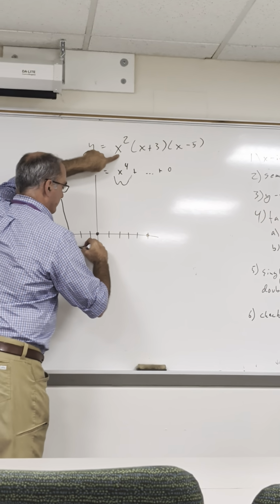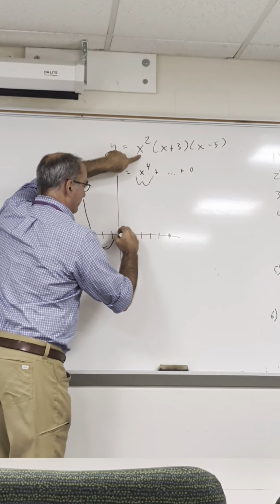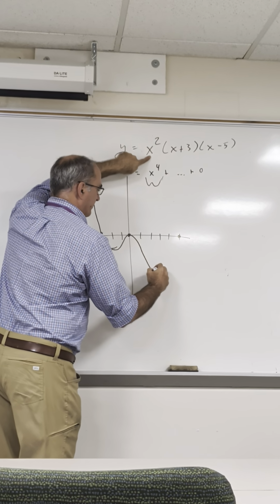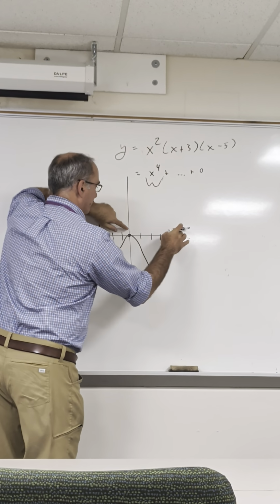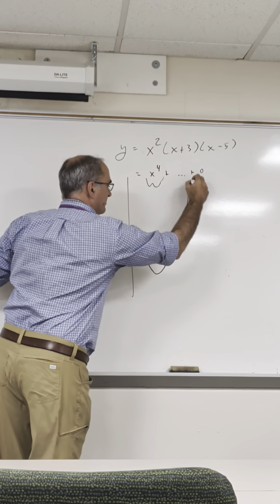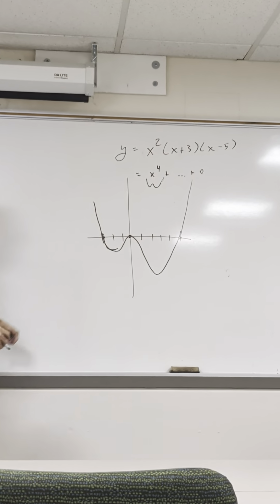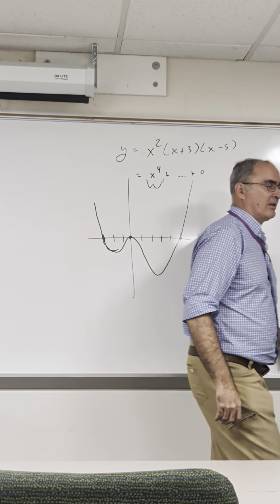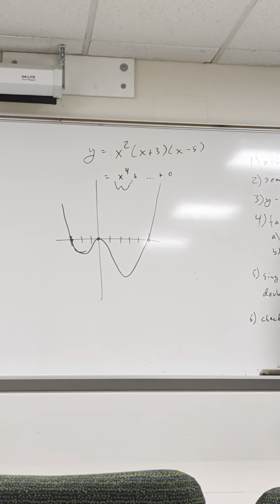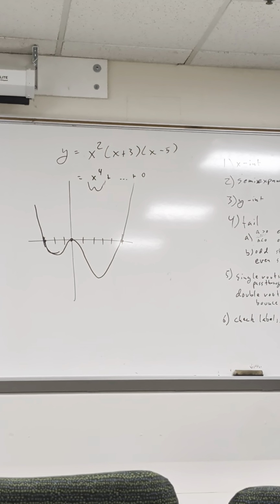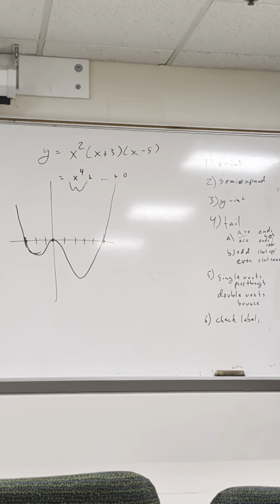That's associated with this. You're gonna bounce because it's second order. You're gonna go probably a little bit lower because this is 3 and this is 5. Turn back around, pass through, and that's gonna be a single root. Not my best graph, but it looks something like that. Any questions?